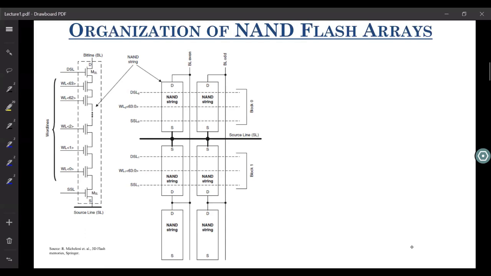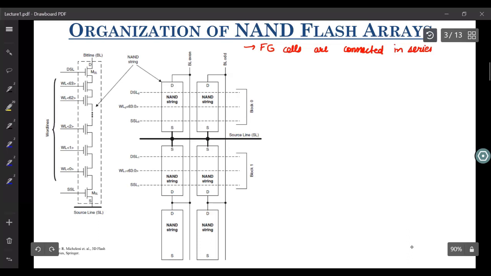So with that kind of understanding, let us go ahead and look at how these NAND flash memories are organized. In NAND flash memory, what happens is the floating gate cells are connected in series to form what is known as a string. So these are your floating gate cells. Wherever you see the word lines, these are your floating gate cells, connected in series.